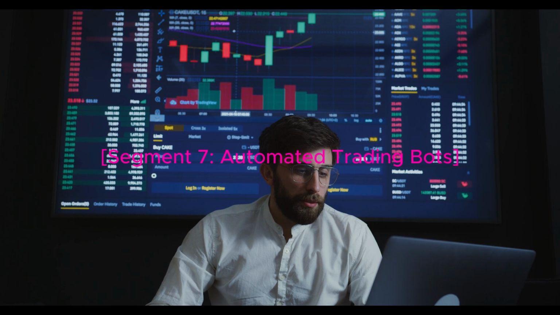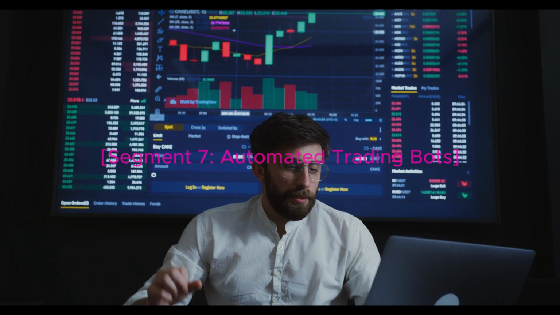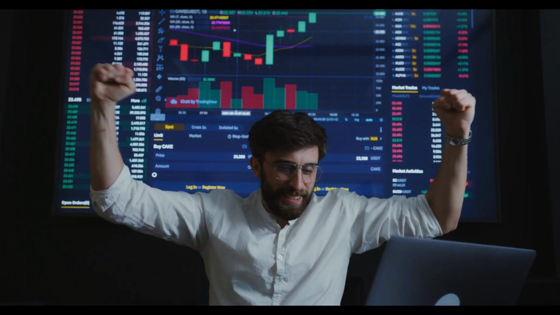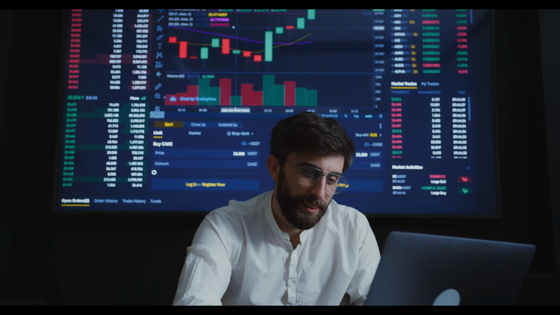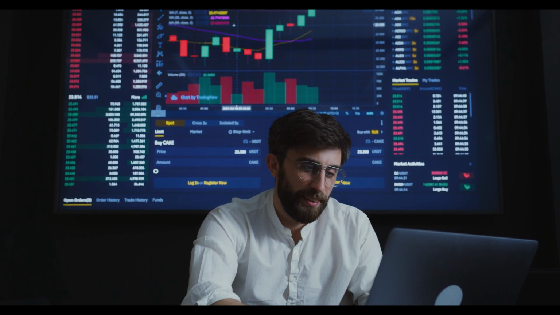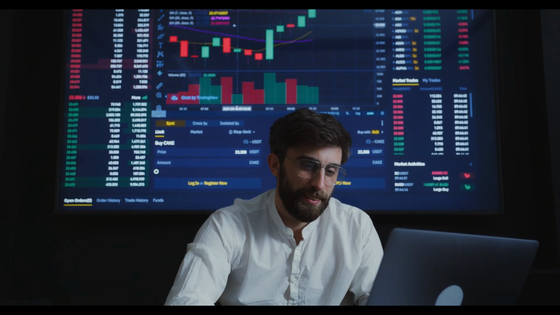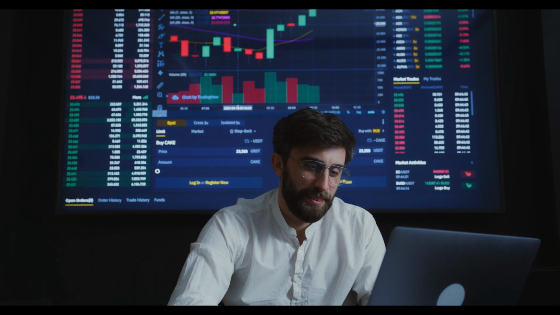Now, strategy number 7, automated trading bots. These are software programs that execute trades on your behalf based on predefined strategies. While they can save time, it's important to choose reputable bots and continuously monitor their performance.